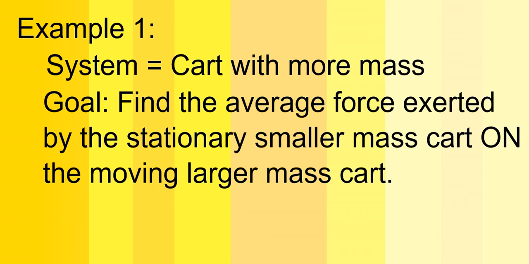In our first example, we're going to have a system, and the system is just going to consist of the cart that has more mass. There'll actually be two carts on the track, and you'll see it here in just a second. The goal is to find the average force exerted by the stationary smaller mass cart on the moving larger mass cart. So we're going to see what that actually looks like here.